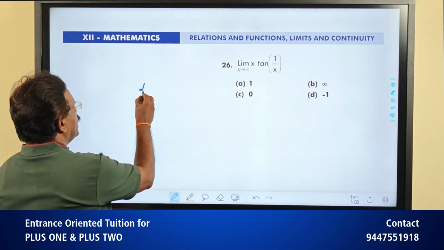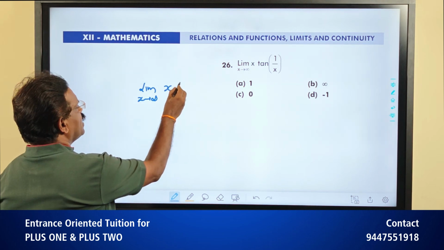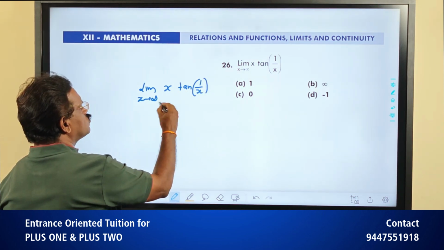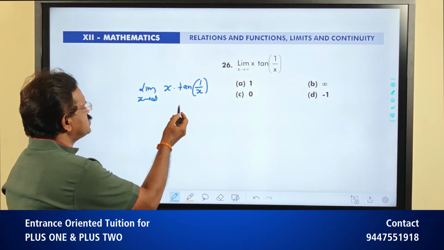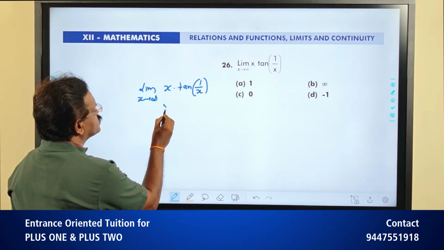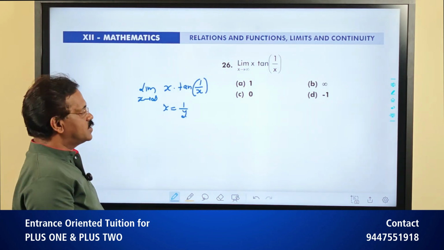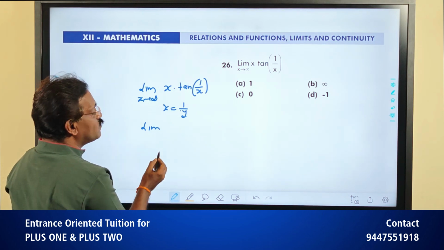Question number 20, it is a tricky question. Limit x tends to infinity x times tan 1 by x. Lot of students will get confused on how to do with the 1 by infinity. Actually there is no need of that one. You just replace x as 1 by y. So this becomes, when x tends to infinity, 1 by y tends to 0.